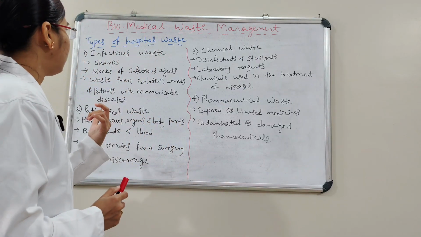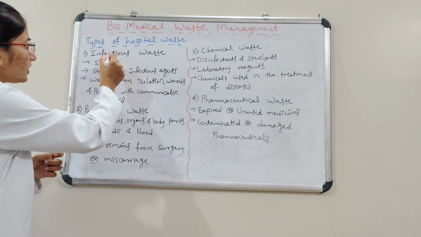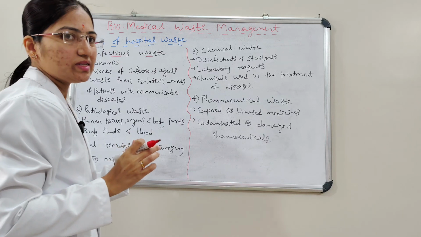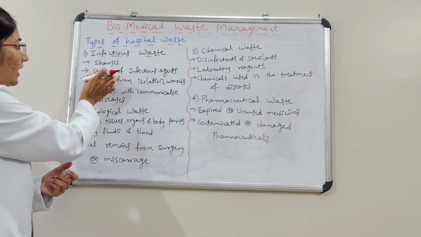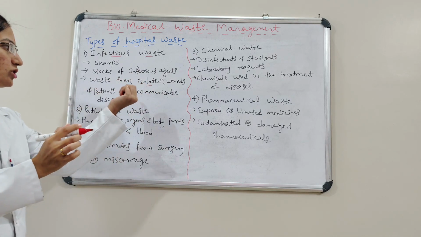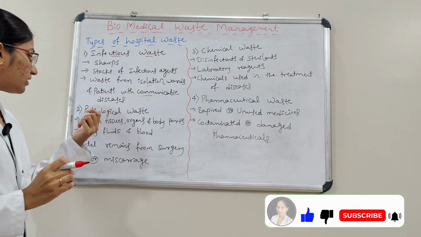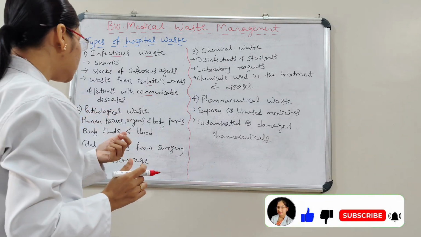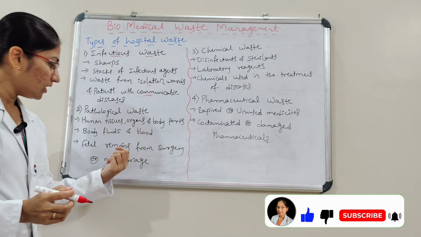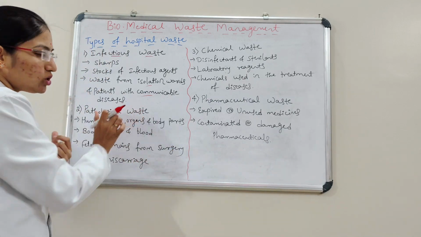We'll see the types of hospital waste. First one is infectious waste. Sharps, that is needles, syringes and scalpels, come under sharps, and then stocks of infectious agents, waste from isolation wards and patients with communicable diseases. This comes under infectious waste. And then comes the second one, that is pathological waste. Here human tissues, organs and body parts, body fluids and blood, and also fetal remains from surgery or miscarriages. This comes under pathological waste.